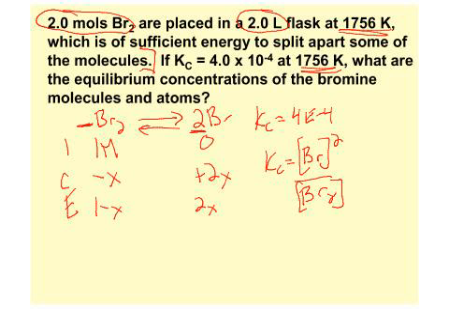All right. So actually, these are gases, but that doesn't really matter, especially at 1756. How I didn't realize that's a gas is kind of shameful because that's very, very hot. So that's why we can do concentrations. So looking at this, I can now substitute in 4e negative 4 equals bromine, which is just regular Br.